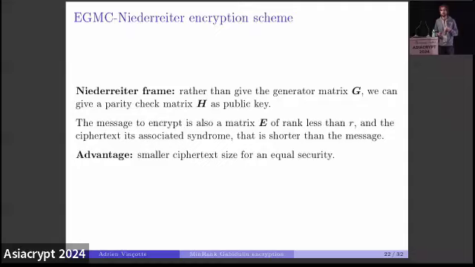So that was for the McEliece framework. There was also a variant, the Niederreiter framework. The Niederreiter framework consists of putting in the public key, rather than the generator matrix G, the parity check matrix H, so a basis of the dual code. It's exactly the same in matrix codes as in vector codes. The message to encrypt is a matrix of small rank, and the ciphertext is the associated syndrome. So for equivalent security, we have a smaller ciphertext, because syndromes are always smaller than codewords.